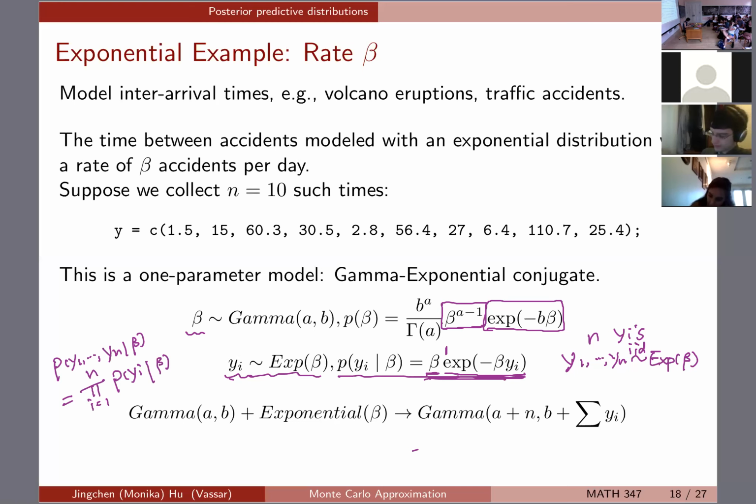Once you collect the terms, you'll realize that in the kernel, it's going to be beta raised to the power of a plus n minus 1, and then in the exponent, it's negative b plus the sum of yi, times beta. That helps you to recognize the kernel. If you've done it, this will be the gamma that we're working with. Any questions?